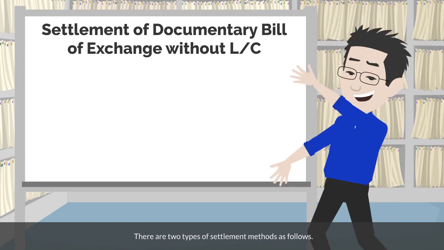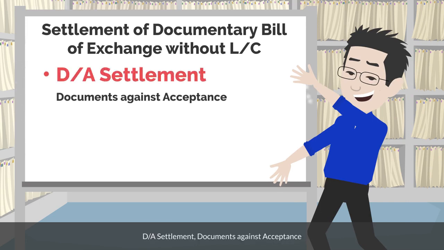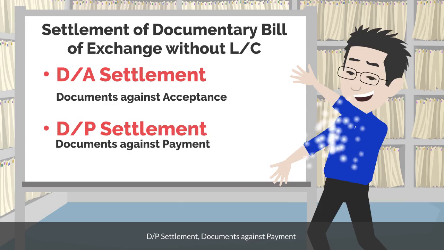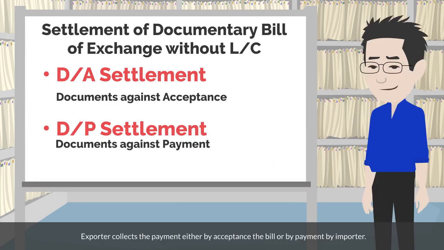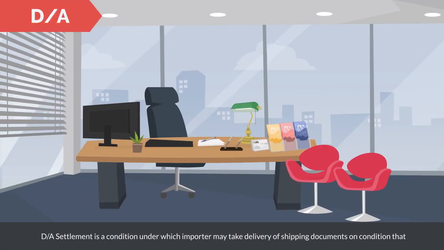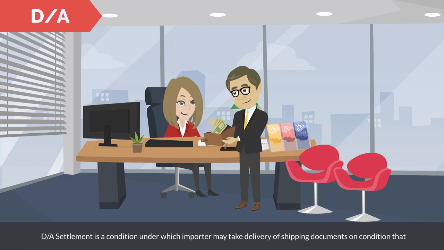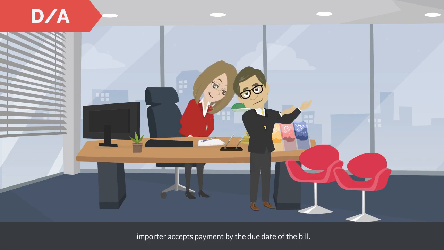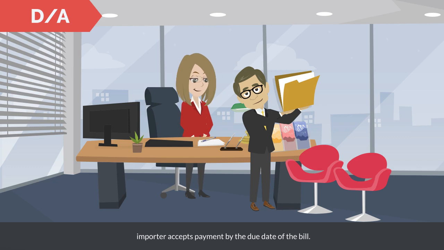There are two types of settlement methods as follows. DA settlement, documents against acceptance. DP settlement, documents against payment. The exporter collects the payment either by acceptance of the bill, or by payment by the importer. DA settlement is a condition under which the importer may take delivery of shipping documents on condition that the importer accepts payment by the due date of the bill.